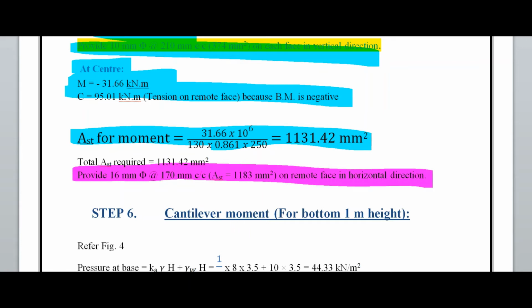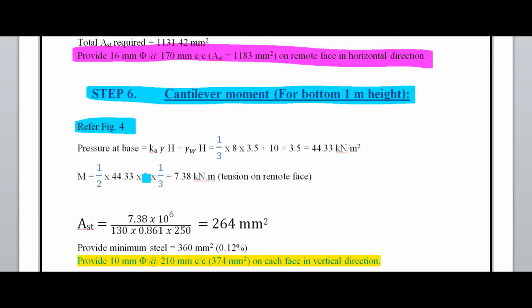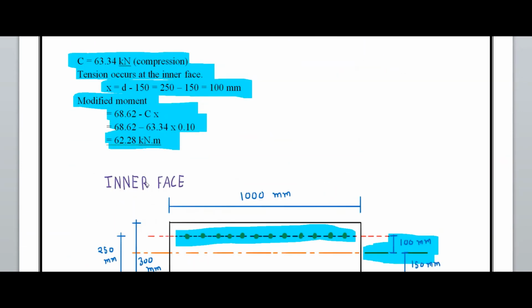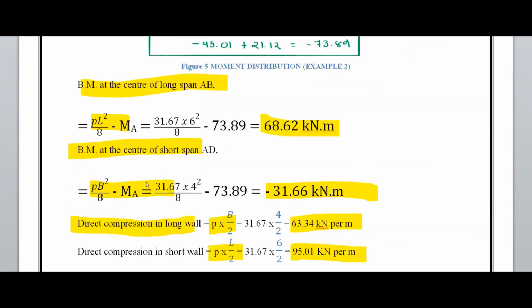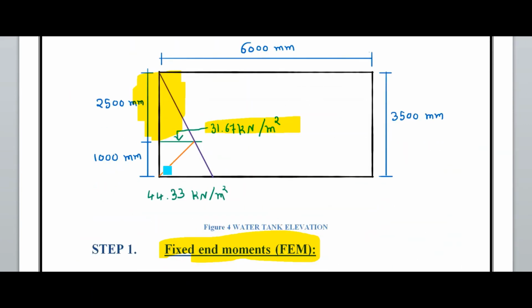For the top wall of the capital H minus small h portion, now we are going to design for the cantilever. Step 6, cantilever moment. For the cantilever moment we are going to refer to figure number 6. So our design is completed. We designed this part.